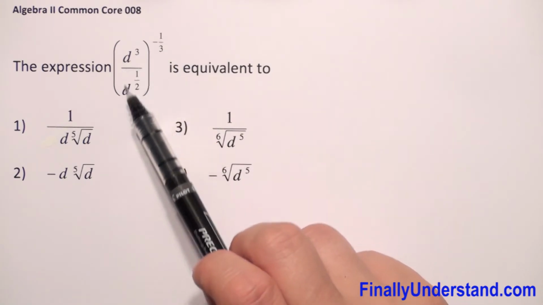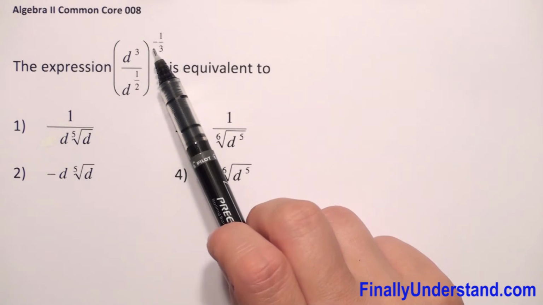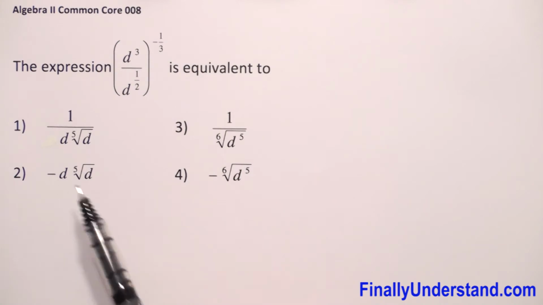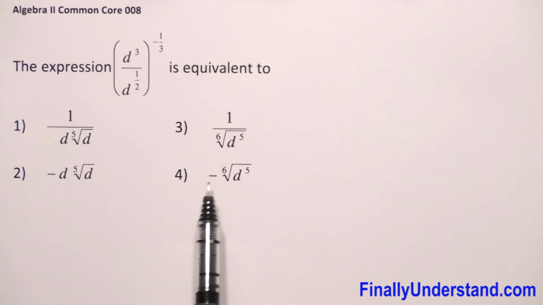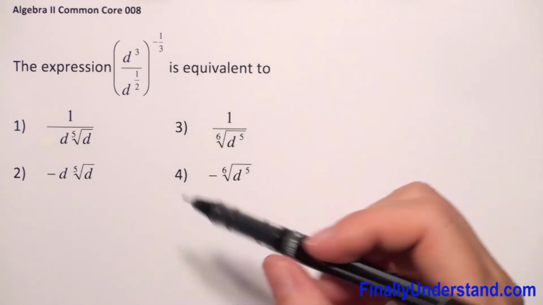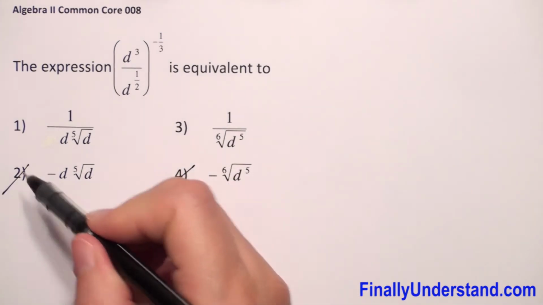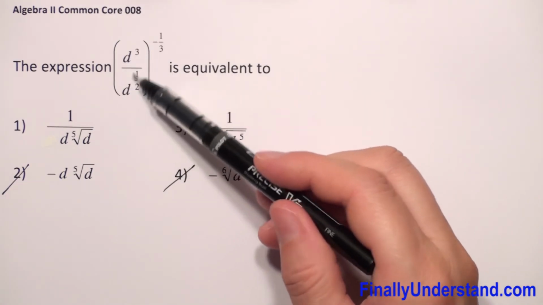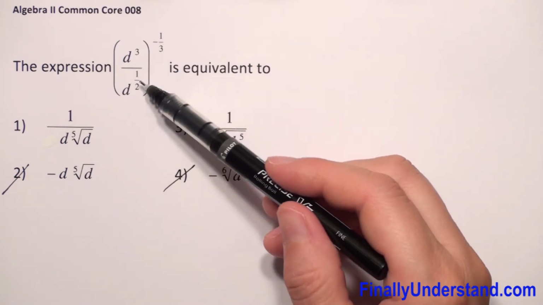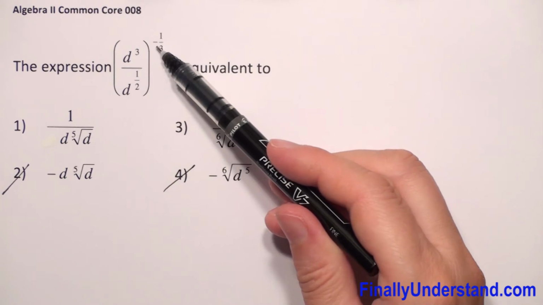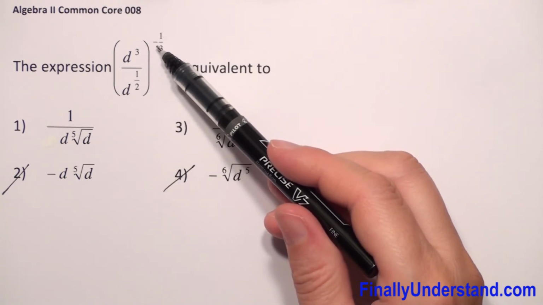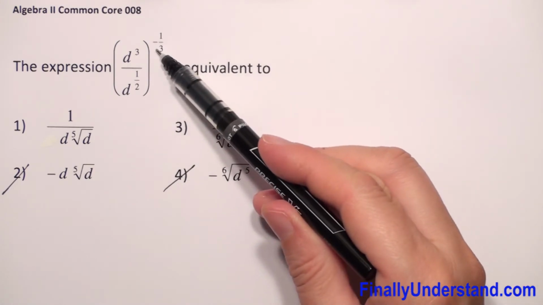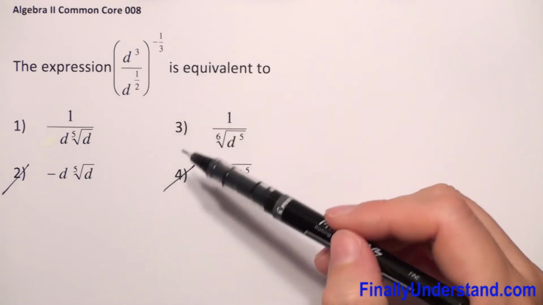We don't have in parentheses any negative sign, only in the power. So this negative sign never gives us a negative sign before the whole expression. So for sure we can cross out the first and the second answer. It will not be our solution because we don't have here any negative sign in numerator and denominator, and the negative sign before power never gives us a negative sign before the whole expression. This negative sign only means that we have to flip the number.